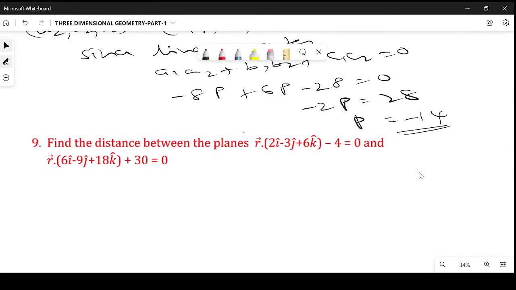They are given two planes and they are asking for the distance between these two planes. I think it is preferable to convert into Cartesian form, then you can use the formula to simplify this. That will be easy, converting to Cartesian form.